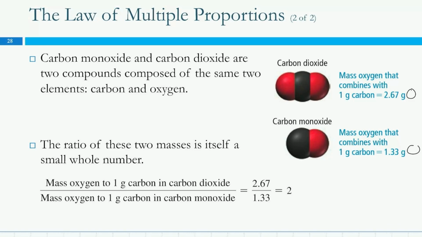And so all we're doing down here is taking the ratio of carbon dioxide's 2.67 to 1 and carbon monoxide's 1.33. So 2.67 divided by 1.33 equals 2. This is the definite proportion. And then you divide those. You should have already done that in ALEKS.